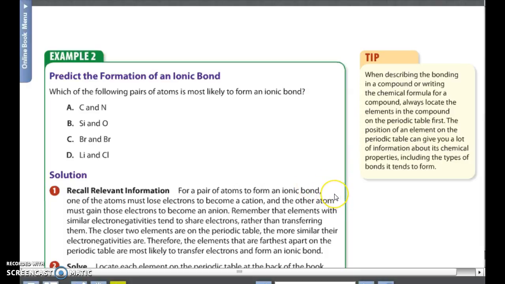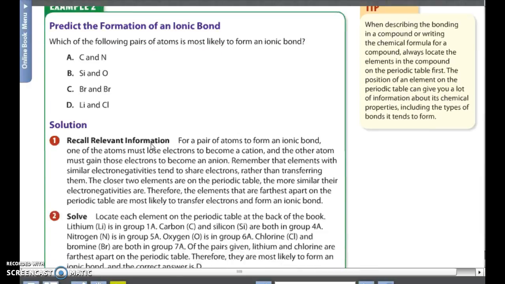For a pair of atoms to form an ionic bond, one of the atoms must lose electrons to become a cation, and the other atom must gain those electrons to become an anion. Remember that elements with similar electronegativities tend to share electrons, like the nonmetals. Like this one where it's the exact same element, it's going to share rather than transfer them. The closer two elements are on the periodic table, the more similar their electronegativities are. Therefore, the elements that are farthest apart on the periodic table are most likely to transfer electrons and form an ionic bond. In other words, a metal and a nonmetal.